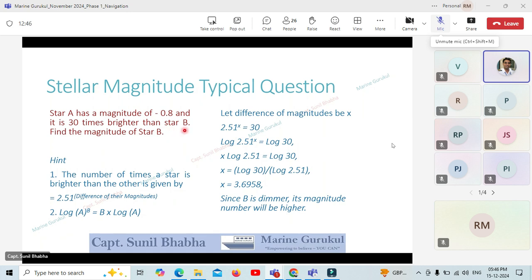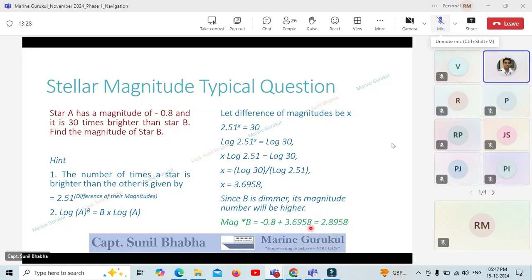So this tells us that star B is a dimmer star. Now, since it is dimmer or less bright, its magnitude number will be greater than the magnitude number of A. We know that the stellar magnitude scale is a reverse logarithmic scale. That means as the brightness increases, the magnitude decreases. And as the brightness goes down, the magnitude number increases. So this tells us that star B, which is dimmer, its magnitude number should be greater than the magnitude of A. So magnitude of A was minus 0.8.